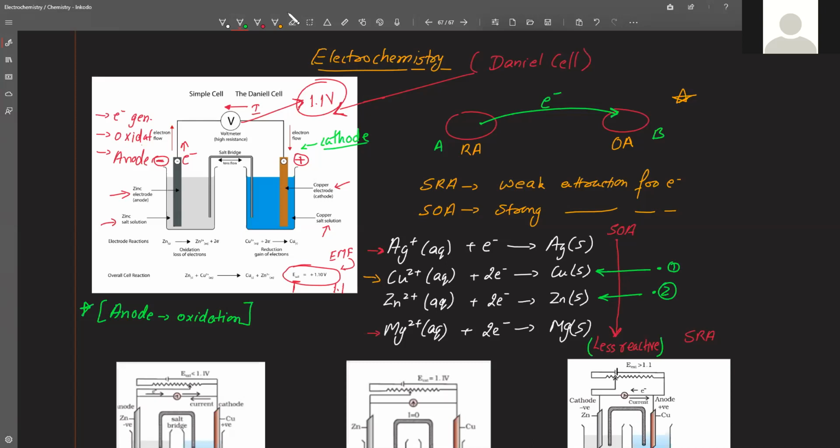So that is how we decide which one is the anode and which is the cathode. And now we know what will happen at the anode: oxidation should happen, and at the cathode, reduction should happen. And this table also supports our logic. The table also says that out of copper and zinc, copper will be reduced because it lies above zinc in this table. So that's how this cell actually works, right?